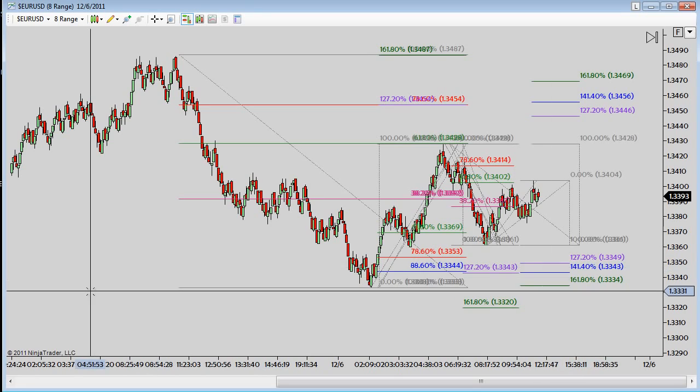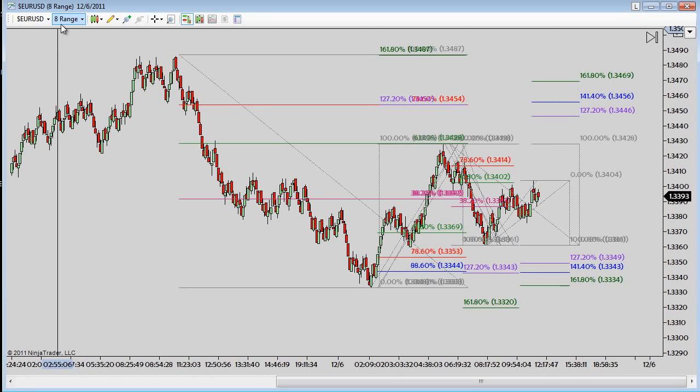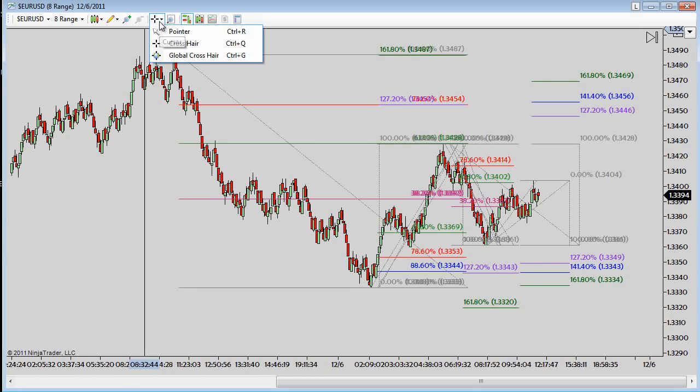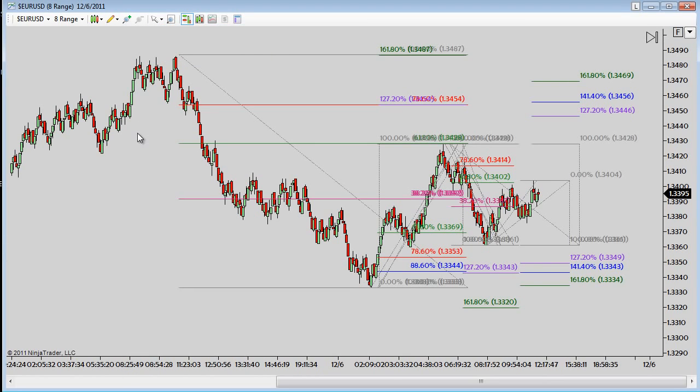Basically, I'm looking at this on the 8 range bar. To understand range bars, you're going to have to do a little bit of research and look it up, because I'm not going to take a lot of time to go over it here. I'm trading the Euro USD. This is basically a day trading type strategy, and I'm using ratio and structure analysis.